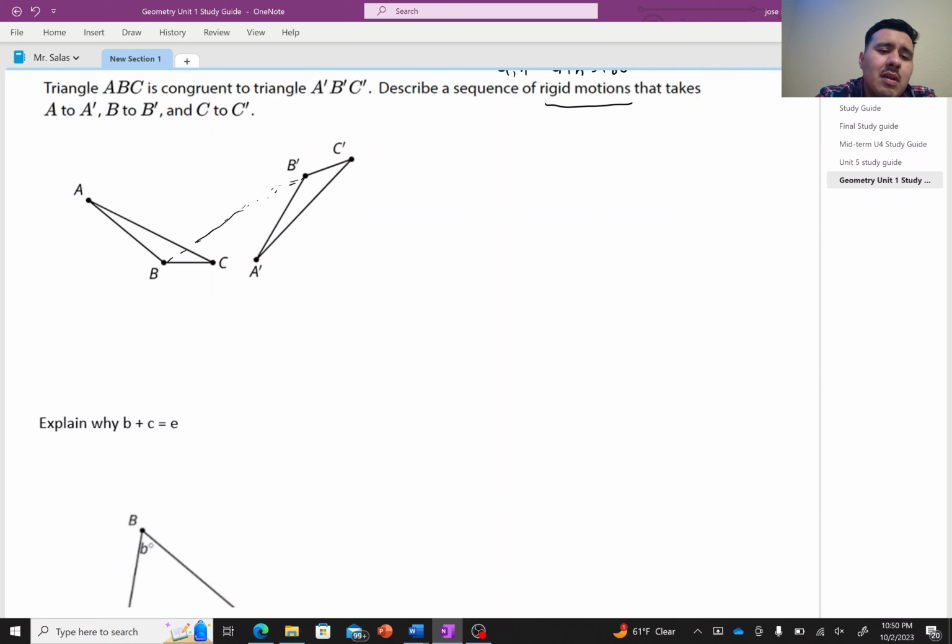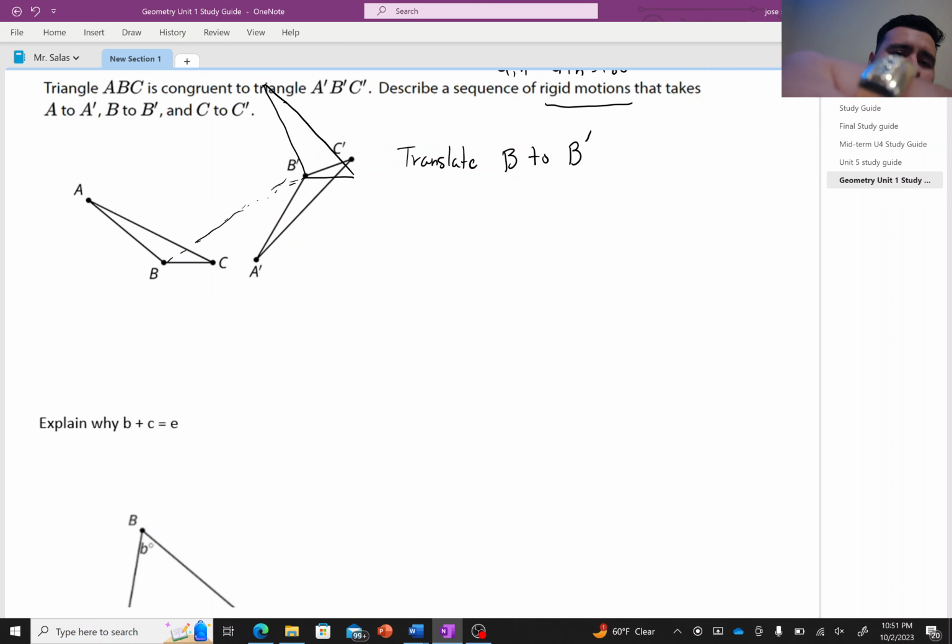Okay? So I'm going to go ahead and translate. That's going to be my first step. Translate B to B prime. Perfect. That's it. That's all we need. So that means I have my triangle here. So this would be BC, and then this would be over here. Whoops, a little bit longer. There. That would be my new triangle, okay?